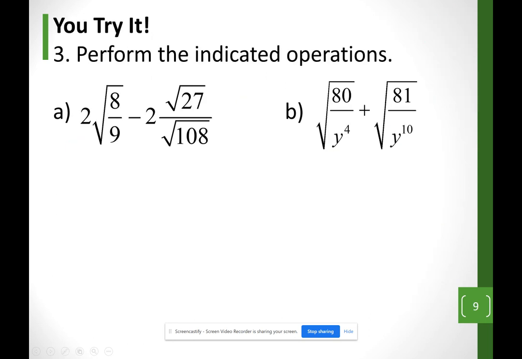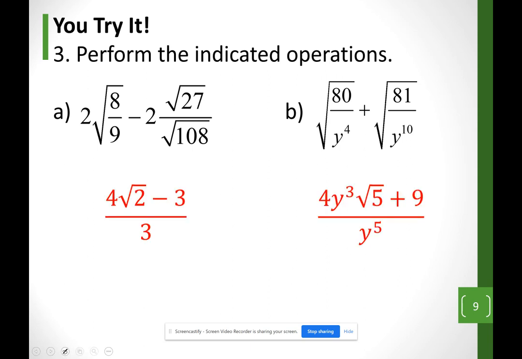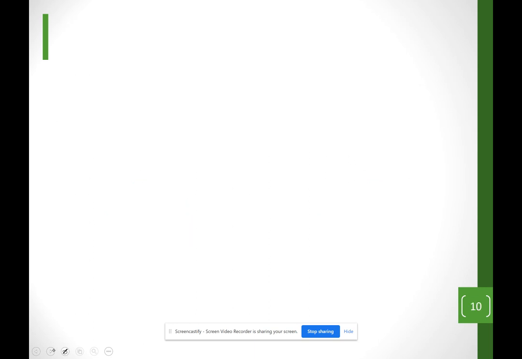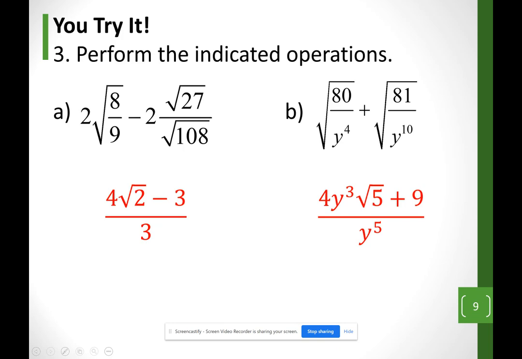All right, so this is for you guys to try at home. The answers, there you go. Those are the answers. Okay, so that's this section.